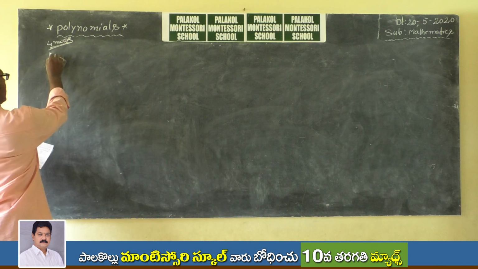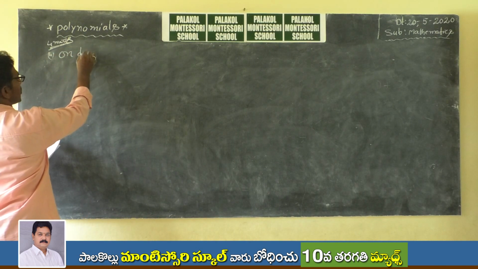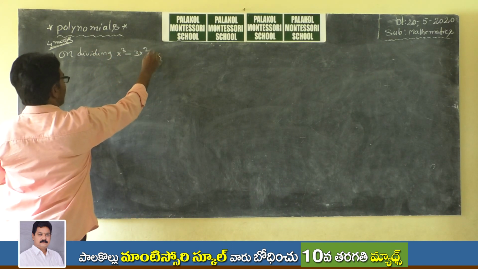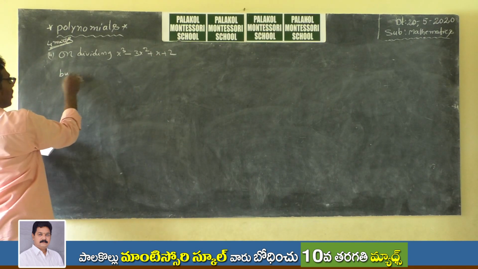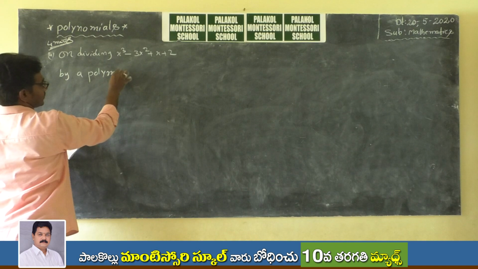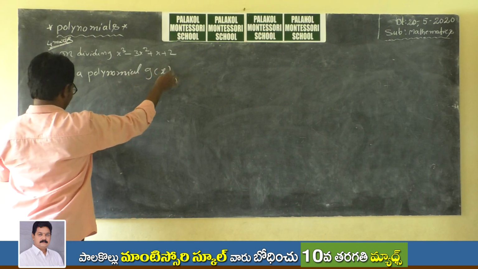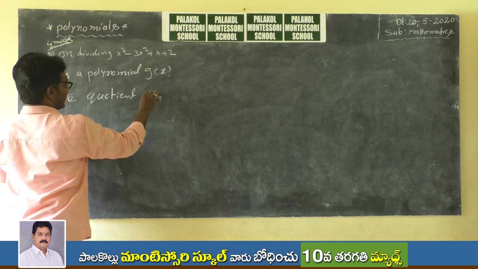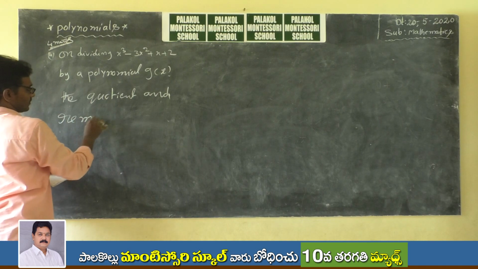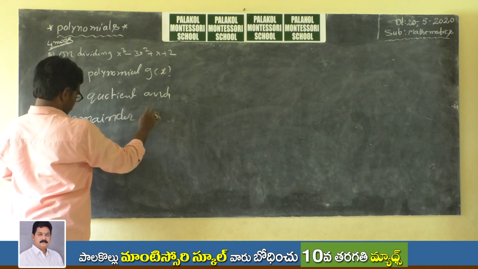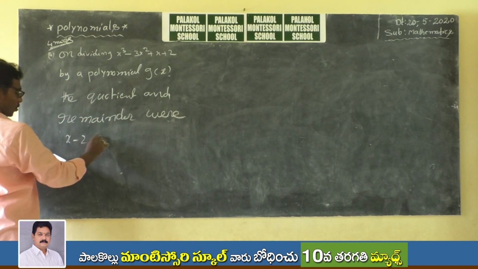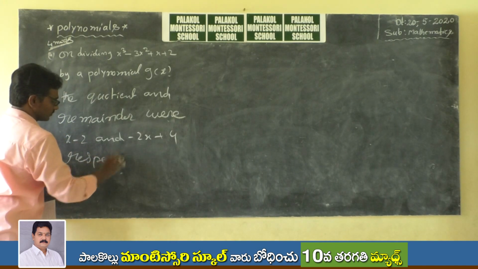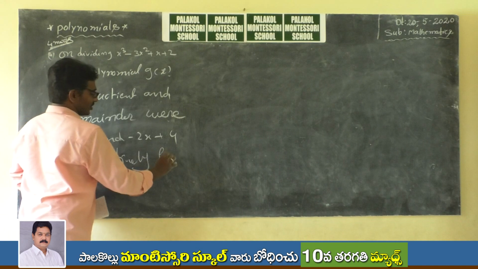Yes, it depends on the division algorithm. x cube minus 3x square plus x plus 2 is divided by a polynomial g of x, then the quotient and the remainder are x minus 2 and minus 2x plus 4 respectively. Find g of x.